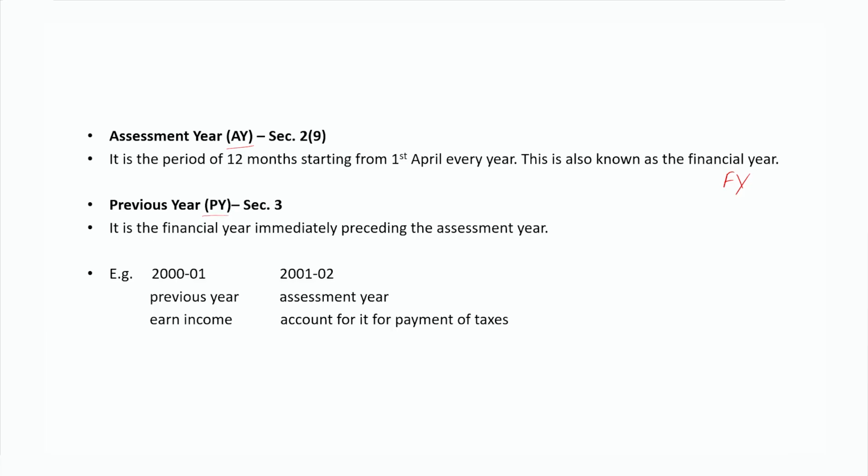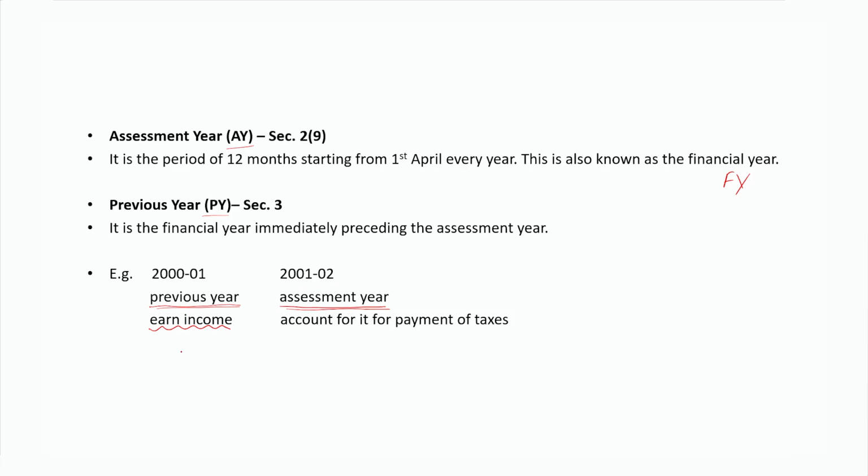So section 3 talks about what is a previous year, and it says that it is nothing but the financial year immediately preceding the assessment year. So for example, the year 2000-2001 and 2001-2002. So in the previous year of 2000-2001, what have you done? You have gone and earned your income. And once you have earned your income, then in the following year, we are going to assess that income for the purposes of taxation, right, which is nothing but your year 2001-2.